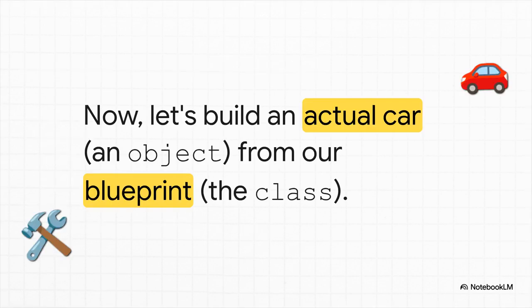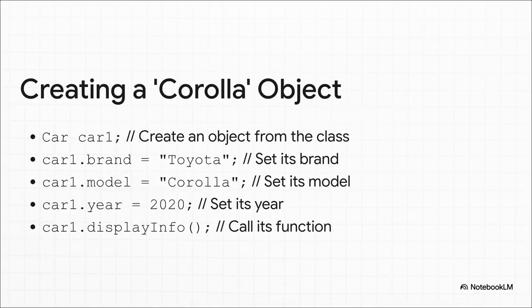The blueprint is ready. The assembly line is humming. It is finally time to manufacture our very first car. We're about to create a specific instance, a real object that we can actually interact with. And here is the magic. That very first line, car1, that's us telling the program, hey, use that car blueprint and build me one object.